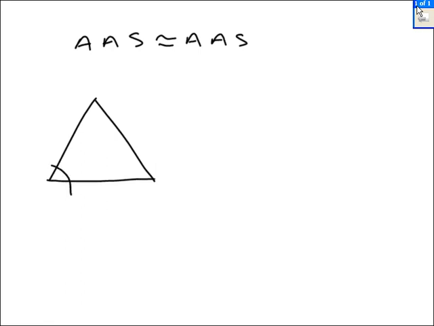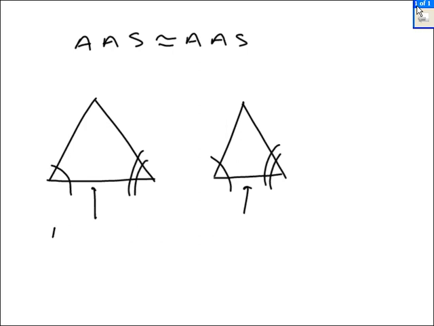Well, if you have this angle in one triangle and a second triangle, and those two angles are congruent and these two angles are congruent, these would be the sides in between the angles. If they were equal, you would have ASA congruent to ASA. That is, the two triangles would be the same by ASA. But this is not the case in this situation.